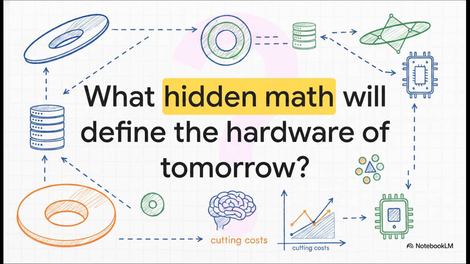If abstract geometry can rewrite the fundamental costs of AI and networking today, what other hidden mathematical structures are just waiting to define the hardware of tomorrow?